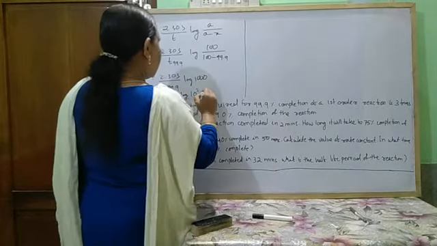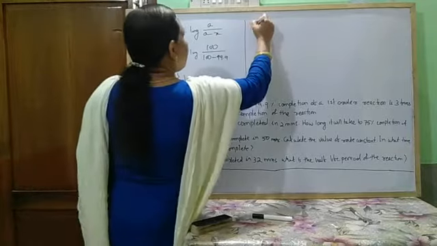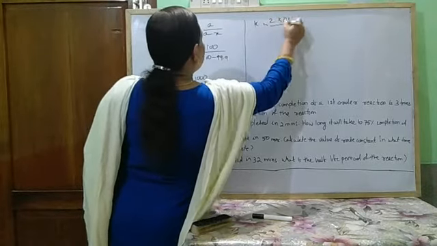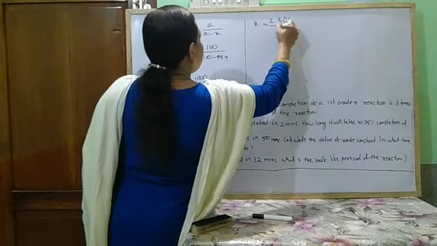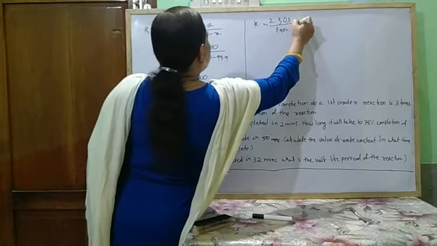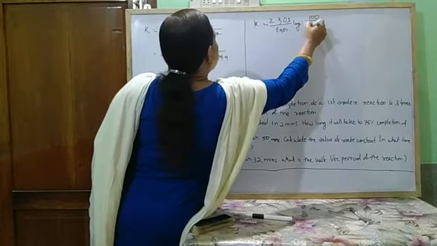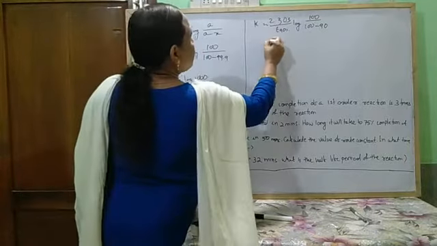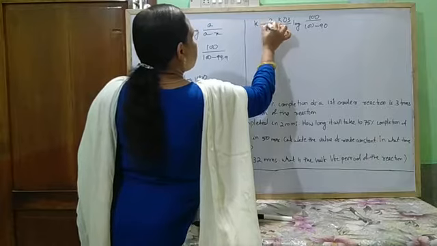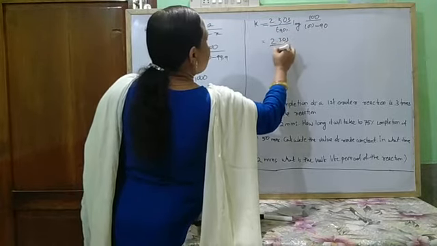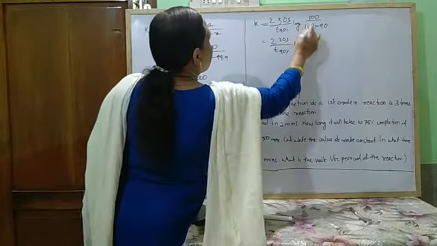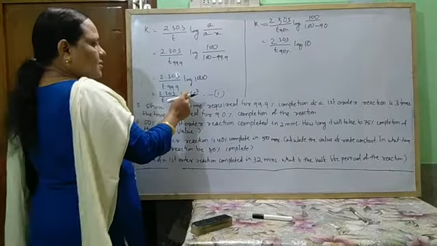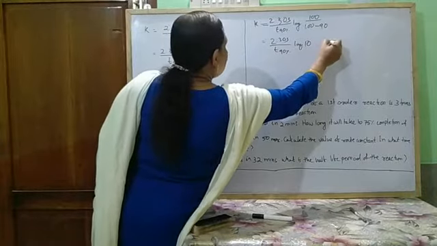This is one case, equation 1. Another case, suppose you consider 90 percent: K = 2.303/T(90%) × log 100/(100 − 90), so that is equal to 2.303/T(90%) × log 100/10, that is log 10. Suppose this is equation 2.